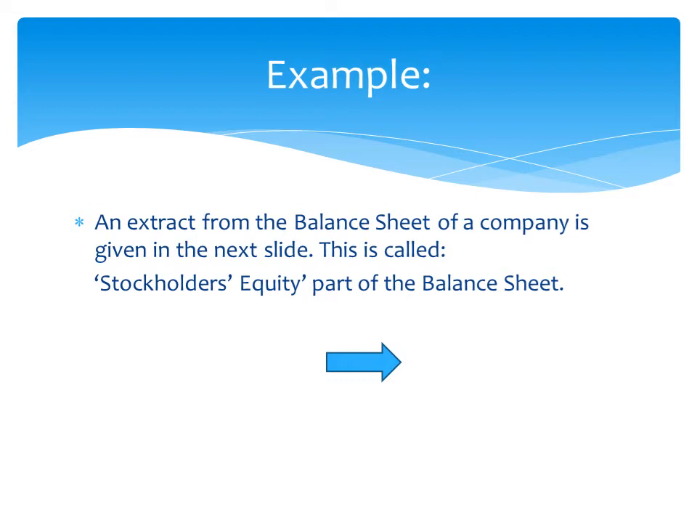So what I got here is an extract from the balance sheet of a company. So it's not a complete balance sheet, but only that part of the balance sheet that gives us information relating to the investment in the company. So you know very well that investment comes in the shape of stocks, and the stocks could be preferred stock or common stock. So the next slide gives us the details of the investment in the company, and then we'll follow on from there.